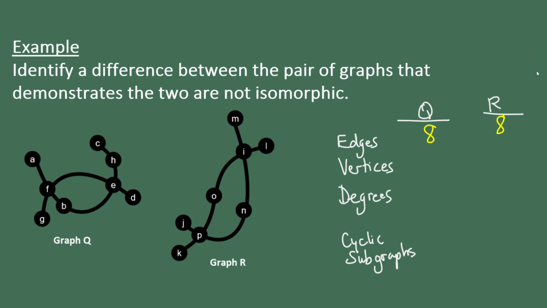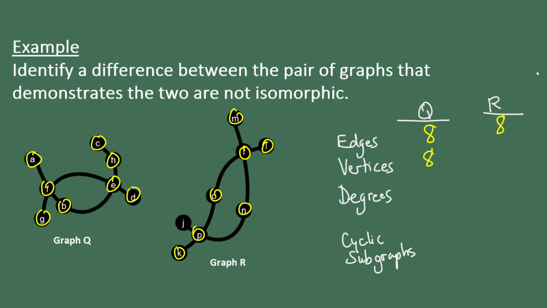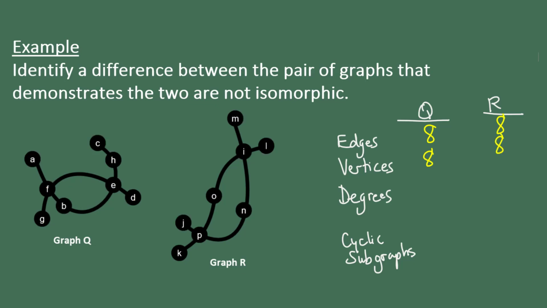They could represent the same relationship between the same number of vertices. Let's count the number of vertices. 1, 2, 3, 4, 5, 6, 7, 8 in graph Q. 1, 2, 3, 4, 5, 6, 7, 8 in graph R. Identical. Let's move on to the degrees of the vertices.